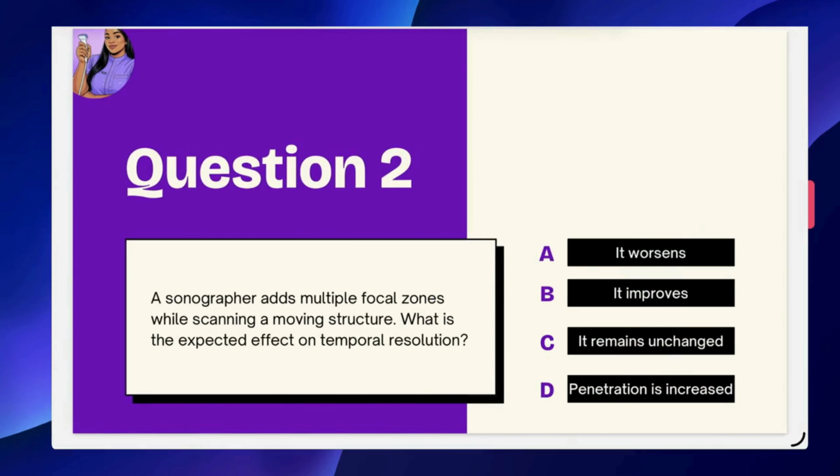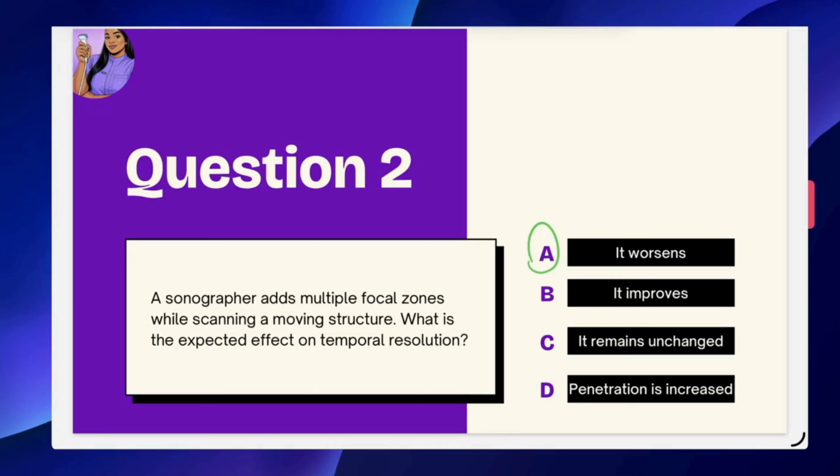All right, so this one says a sonographer adds multiple focal zones while scanning a moving structure. What is the expected effect on temporal resolution? All right. Everybody seeing A so far? All right, guys, so the correct answer is going to be A.